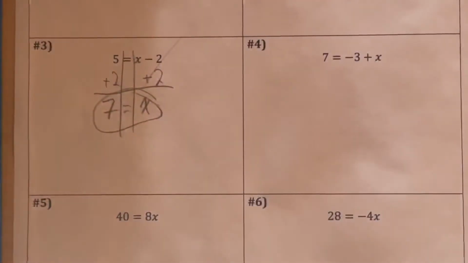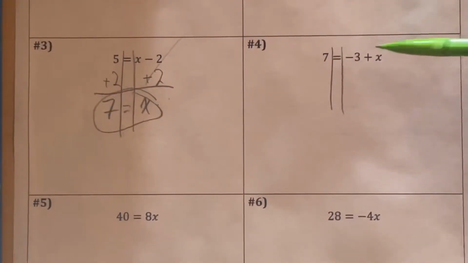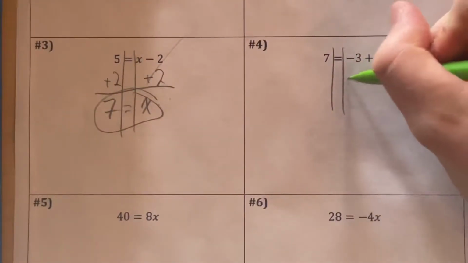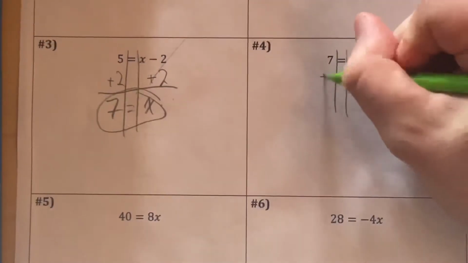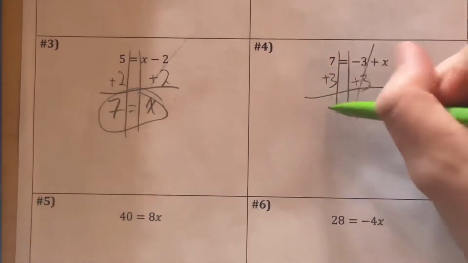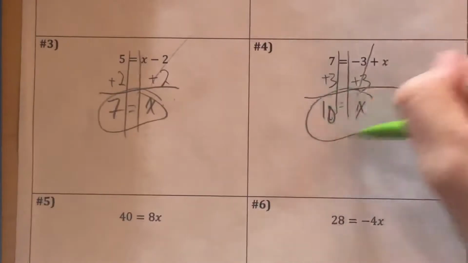So again, make sure you're very careful on those positive and negative values. Use those integer counters to your benefit. In number 4, it has 7 is equal to negative 3 plus x. So the opposite of a negative 3 is going to be a positive 3. So I add 3 to both sides. The x comes down. And I have 7 plus 3, which is just 10.